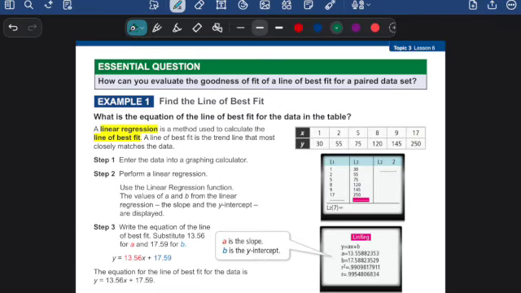Example 1. What is the equation of the line of best fit for the data in a table? So we're looking for the best fit line. In the previous lesson, we practiced drawing trend lines through the data, and we wanted to make sure our trend line balanced out the data points, that there was approximately the same number of data points above the line as there were below. And we could draw that slightly different ways.